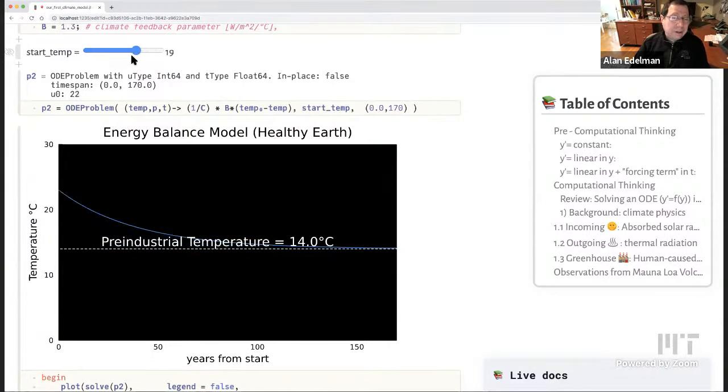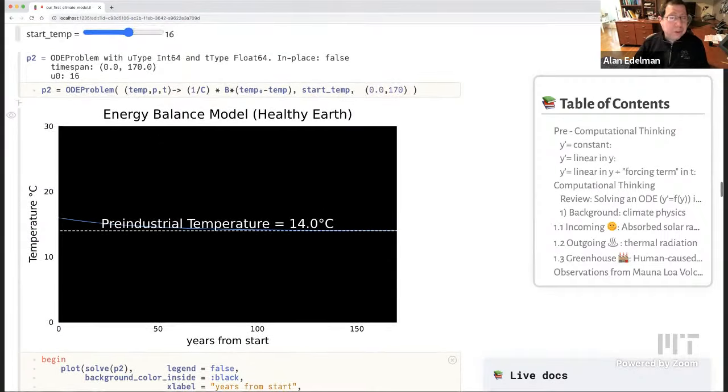I think it's really neat to be able to see the Earth restoring its balance, even if you mess with some starting temperature. The Earth will restore it based on this model. We'll go right back to 14 degrees, assuming that there are no humans around to muck this whole story up. So that's exactly what's happening.